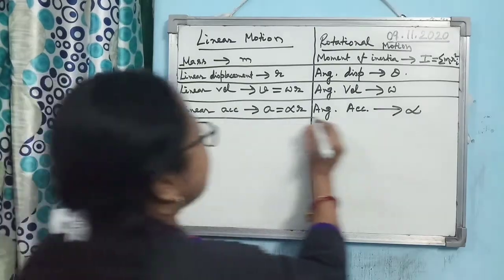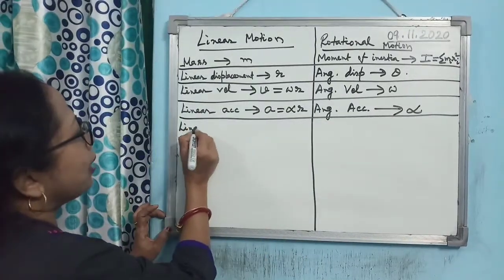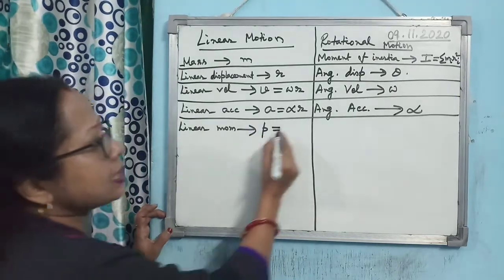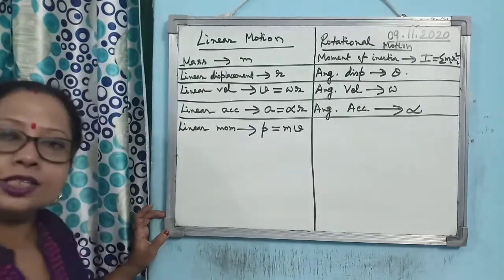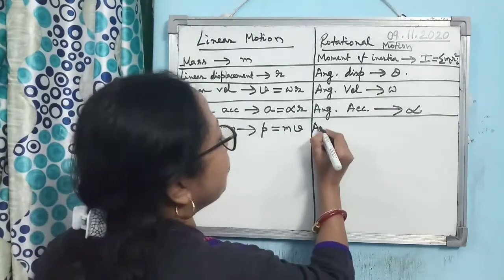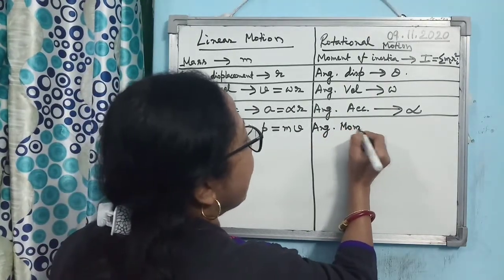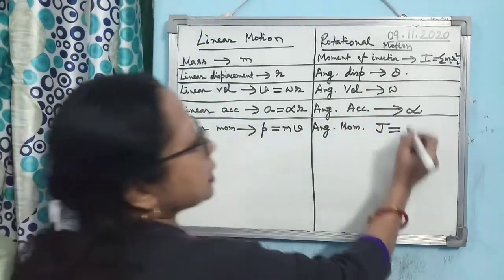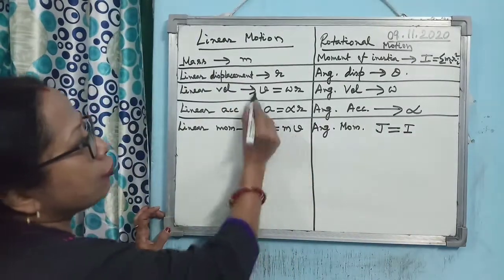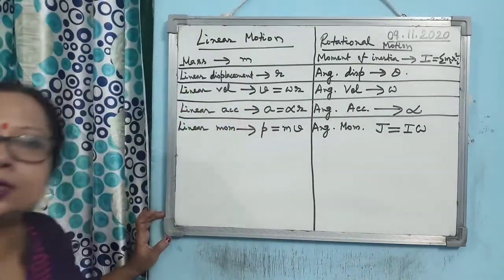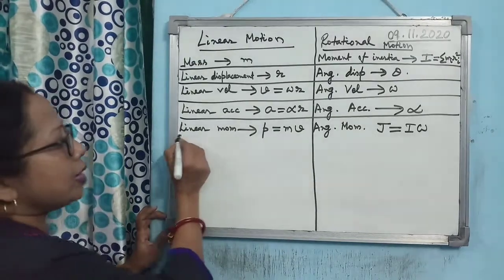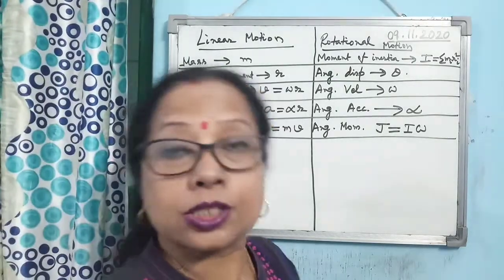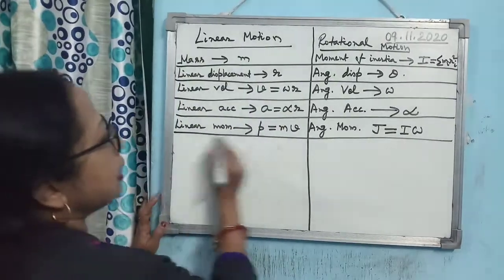Is that clear? Then next term is linear momentum. Linear momentum we denote it by p. p is mass into linear velocity. Yes or not? So what will be the angular momentum? Angular momentum denoted by J. Mass equivalent term is I. And what is the equivalent of v? Omega. So J is equal to I omega. So this is the way you can remember all the relations without any derivation. Although we have done the derivations also.